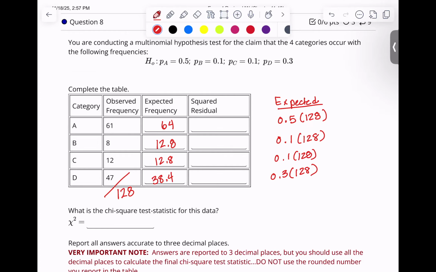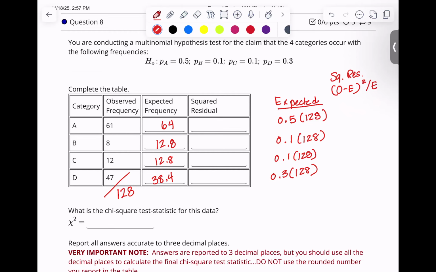Now, I could put this in my calculator and let my calculator calculate the squared residual for me. Just to remind you what that formula is, the squared residual: you take the observed, you subtract the expected, you take that result, you square it, and you divide by the expected. So let's write that up above this so we can actually do the calculation. So the squared residual is O minus E squared divided by E.